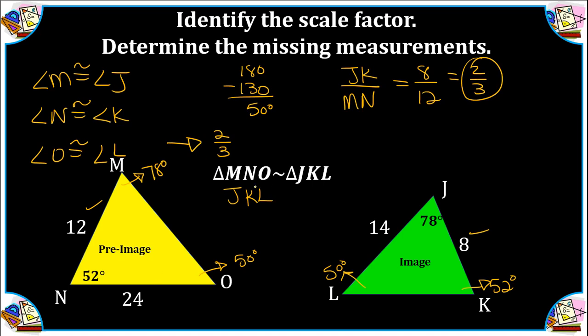So NO and KL correspond. So we're going to take 24 and multiply it by our scale factor. 3 goes into 24 8 times, and then 8 times 2 is 16. Now we have to get MO, so MO and JL correspond. So we're going to go backward. So we have to use the reciprocal of our scale factor, which is going to be 3/2, and we multiply it by 14. So 2 divides into 14 7 times, and then 7 times 3 is 21.